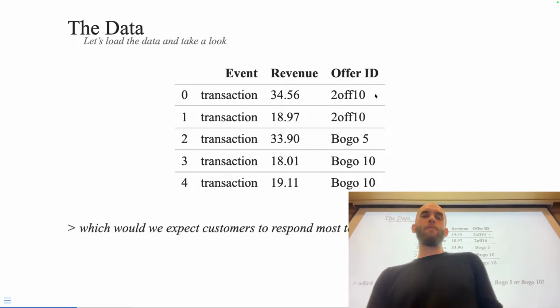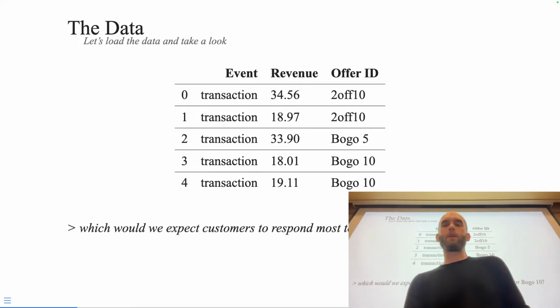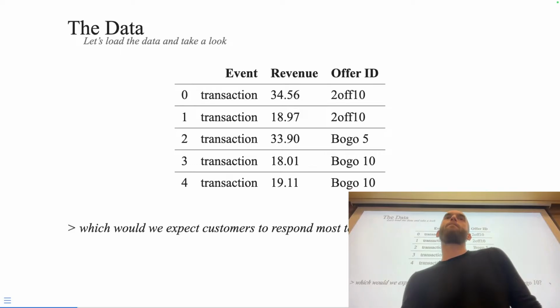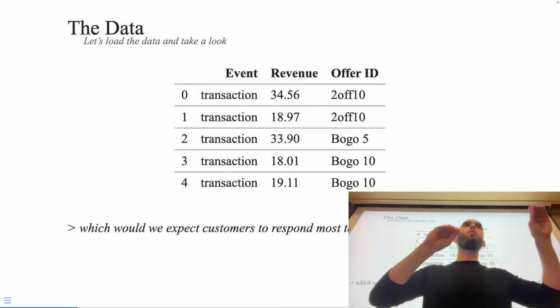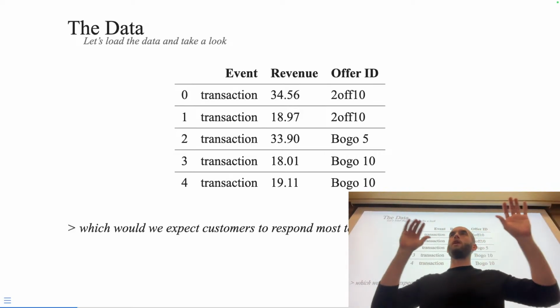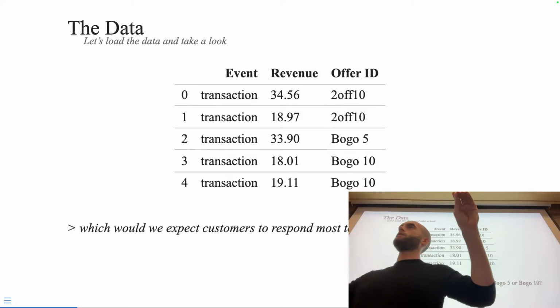Okay, so my main question, we're going to look at all of the different offers, but the big question is this one. Is BOGO 5 or BOGO 10 going to see the highest average spend? Like, which one of these is going to move customers the most?